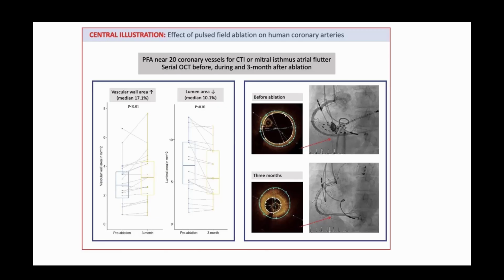And importantly, this study only performed OCT at 3 months' time. We do not know whether all these lesions will progress or regress down the road. So I think it still gives us a very important message that we need to watch out for the chronic problem to the coronary arteries when we are ablating around the vessels.